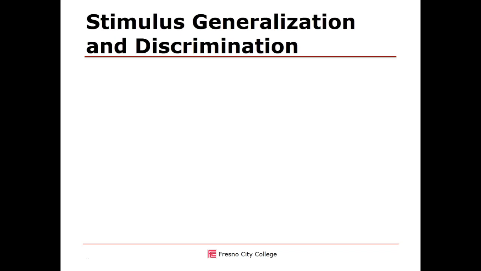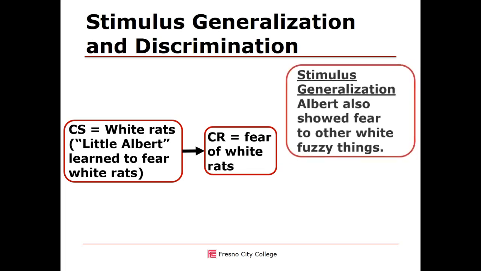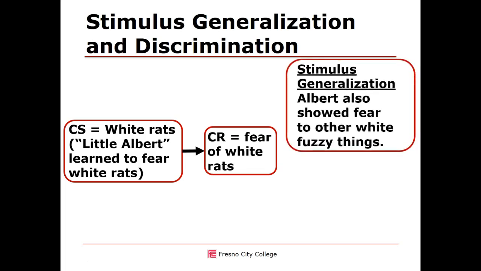Before we conclude this video, let's cover two more vocabulary words associated with classical conditioning: stimulus generalization and stimulus discrimination. Remember that Watson and Rayner conditioned little Albert to have a fear response to white rats. They noticed, however, that Albert generalized this fear to other similar stimuli. That is, even though they had not paired the loud noise with other white furry things, Albert showed fear to other white furry things, such as white rabbits and even a Santa Claus mask.